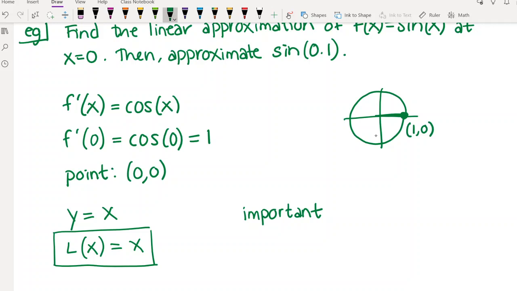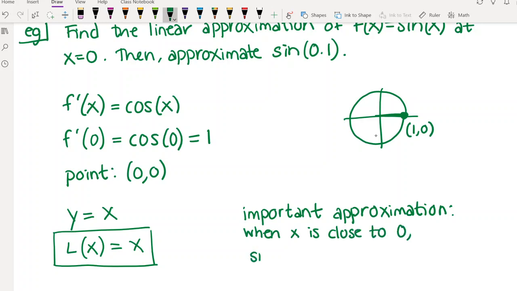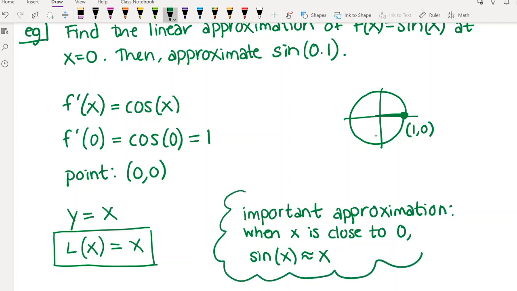And so an important thing to know is that basically, when x is close to 0, sine of x is approximately equal to just x, right? Because that's what our tangent line equation is saying. You literally plug in 0.1 and your answer is 0.1. So sine of x is going to be very, very close to just whatever angle you're plugging in. I'll highlight that here because that's a nifty fact to know.